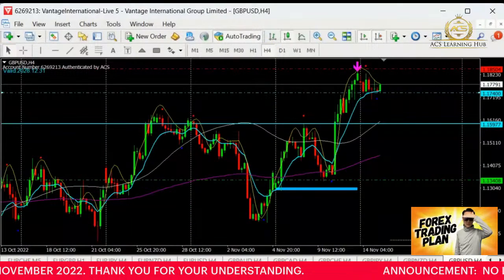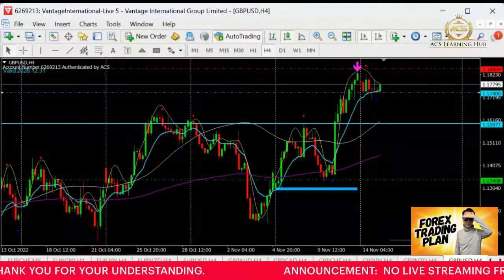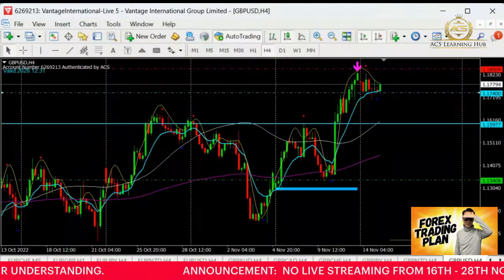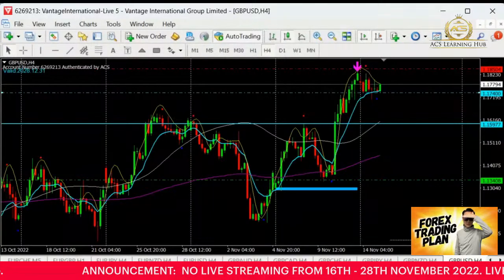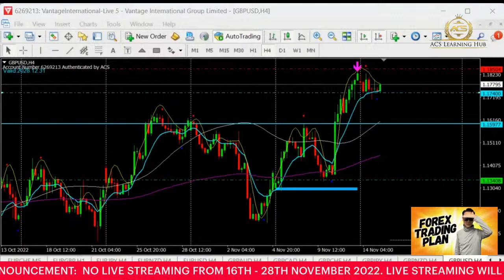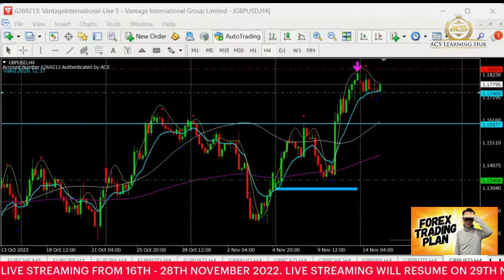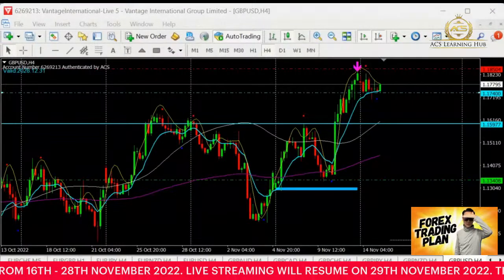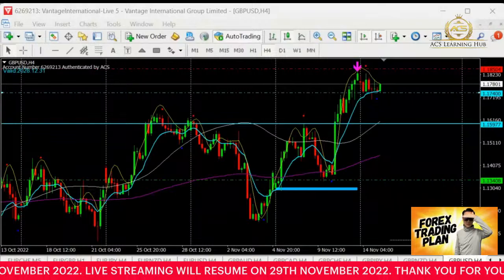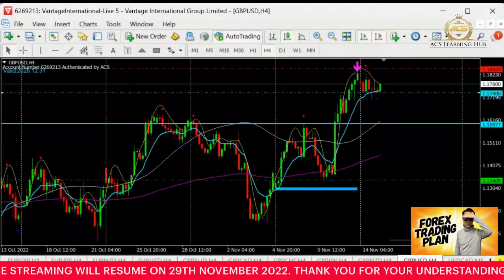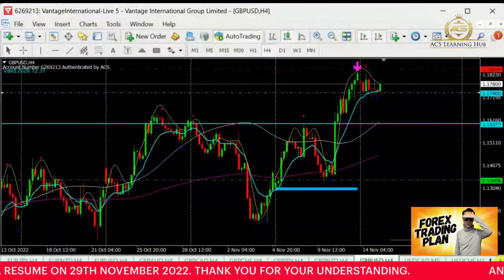So pound dollar, I'm going to put this out first. Pound dollar, I'm going to put this in. For monitoring purposes, I'm going to put this in. Yep, and let's move on to dollar CAD.